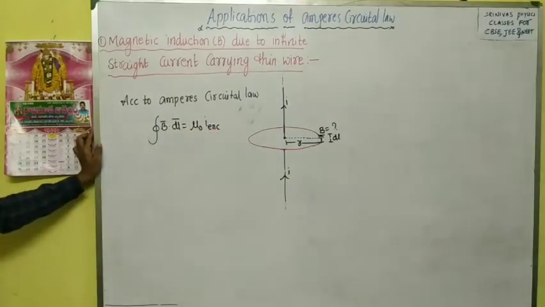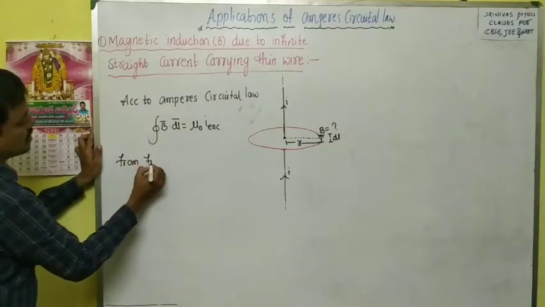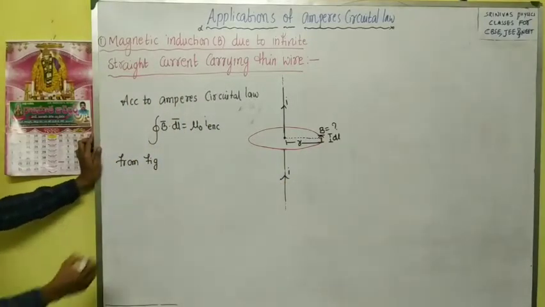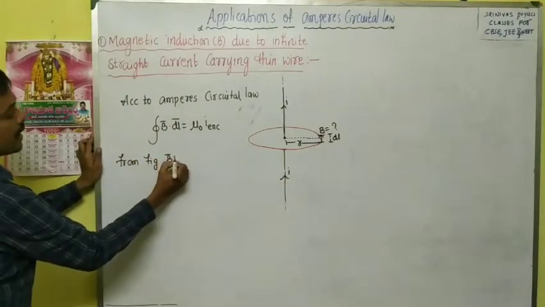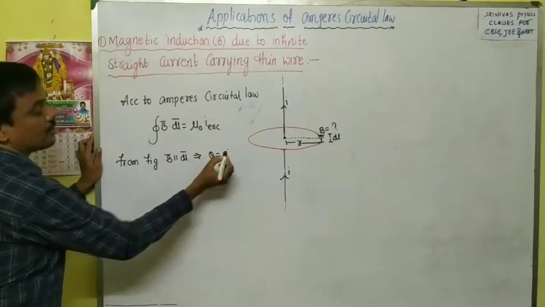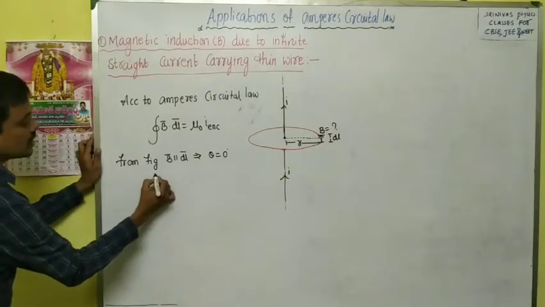From the figure we write one thing: this field and the small element are parallel to each other. Then we write B bar parallel to dl bar. When B bar and dl bar are parallel, the angle between them becomes 0. And one more thing we write, the current enclosed.